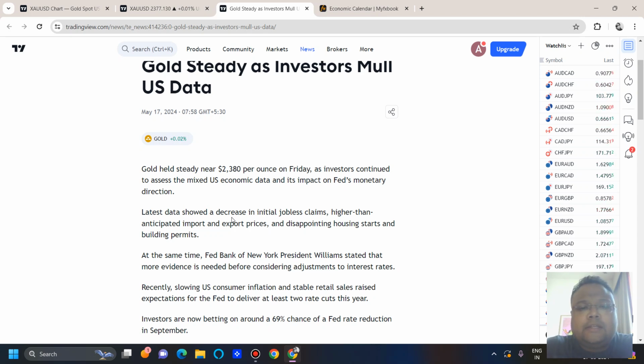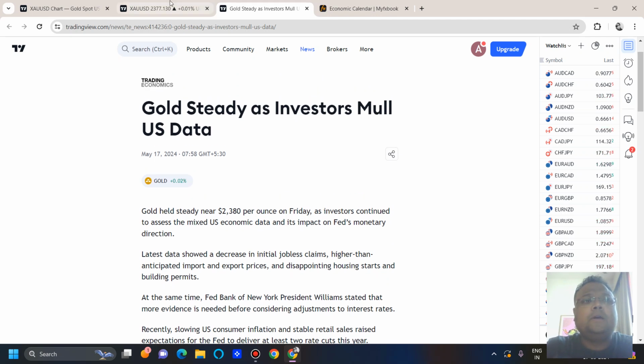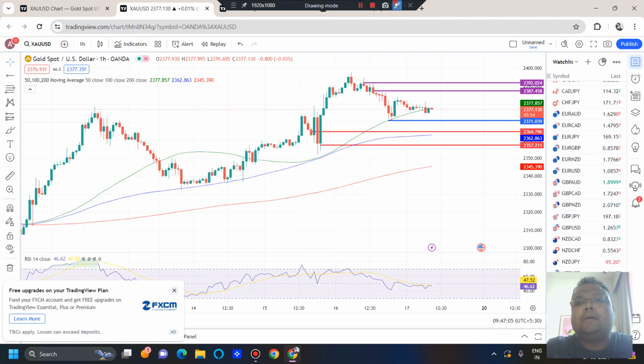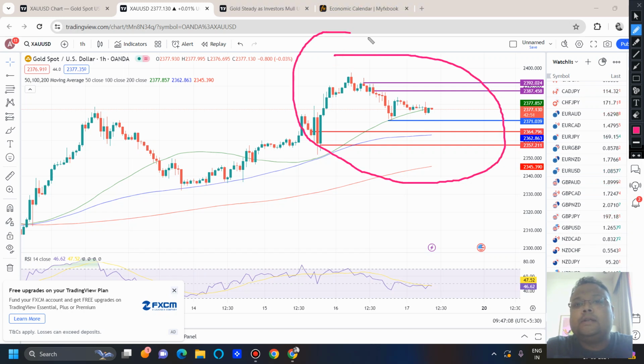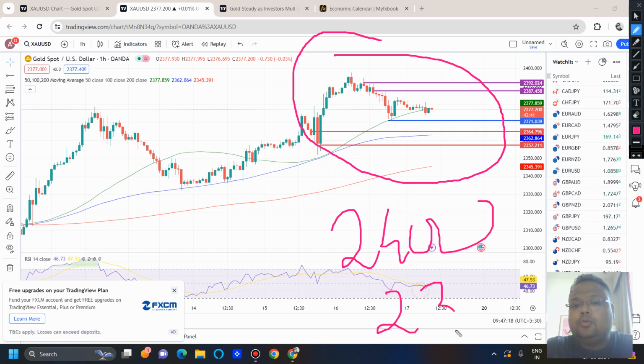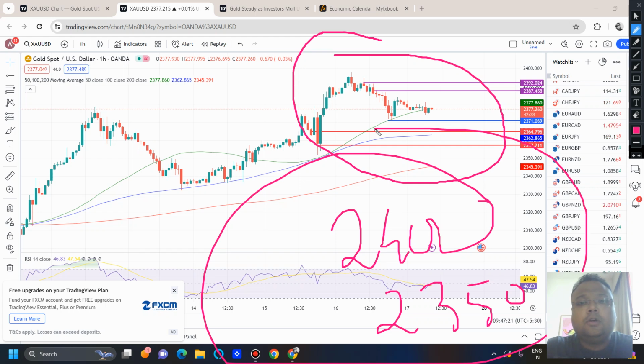Latest data showed a decrease in initial jobless claims, higher than anticipated import and export prices, and disappointing housing starts and building permits. At the same time, Federal Reserve Bank of New York President Williams stated that more evidence is needed before considering adjustments to interest rates. So this is the ongoing situation. Technically, we can expect the market to remain within this range only, or at least we can expect the weekly closing to be around this area, which is 2400 to 2350. This is the range of gold right now.